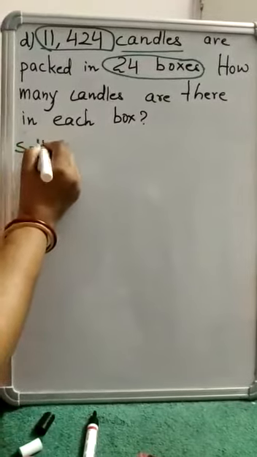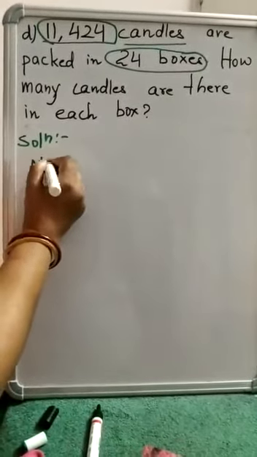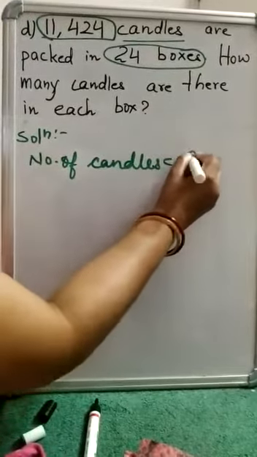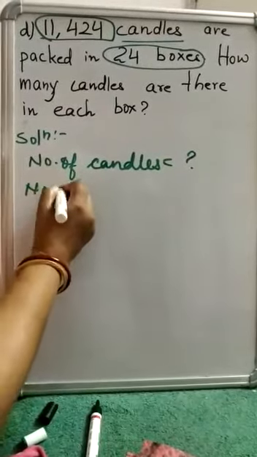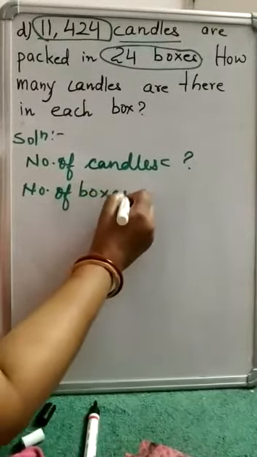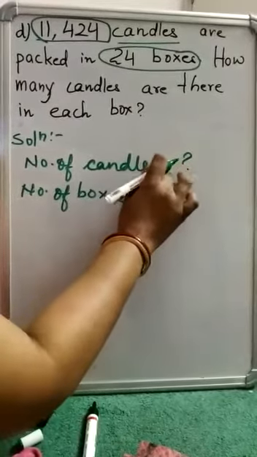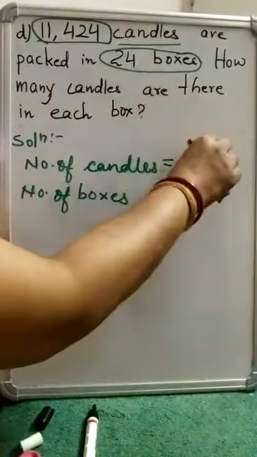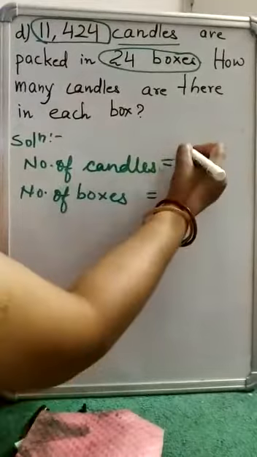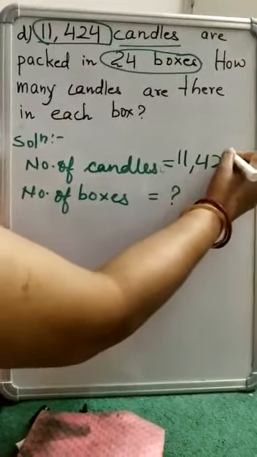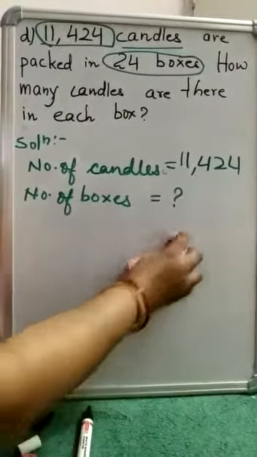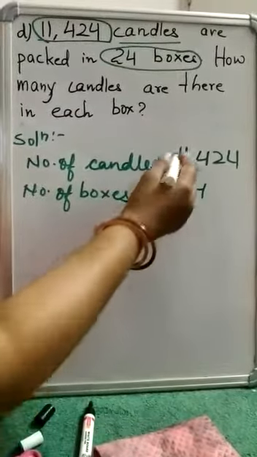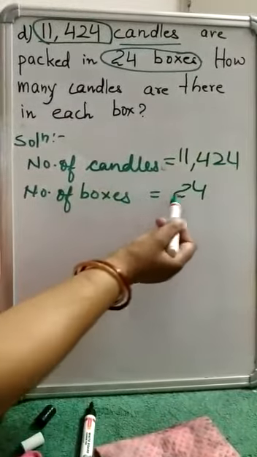So solution: number of candles, children, how much? And number of boxes is how much? So number of candles, children, how many candles are there? 11,424. And number of boxes, how much? It is 24. These 11,424 candles are packed in 24 boxes.